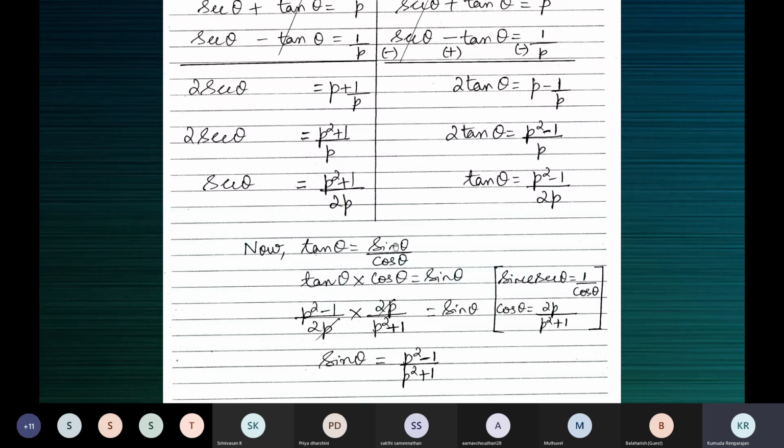So we know that tan theta is sin theta by cos theta. So cross multiply, sin theta will be tan into cos. Tan we have it here, and cos is the reciprocal here. And that will give you sin theta. So we have found all the three ratios in terms of P. Tan is sin by cos, cross multiply, sin is tan into cos. We know tan is given by this expression, and we have secant, so reciprocal is cos.